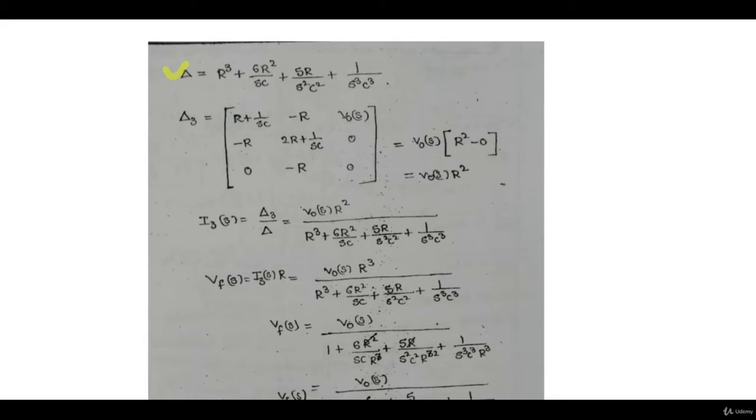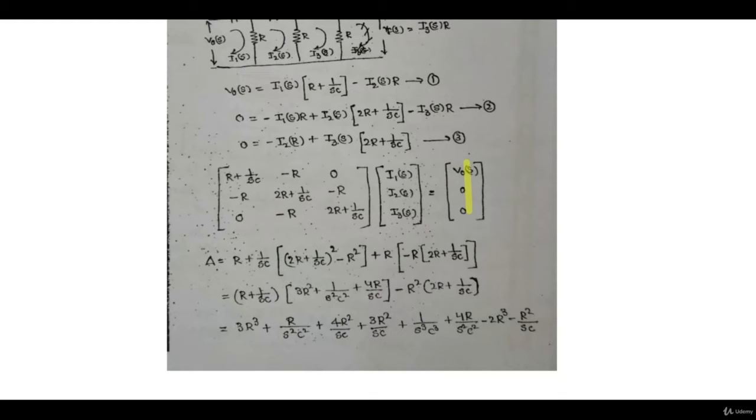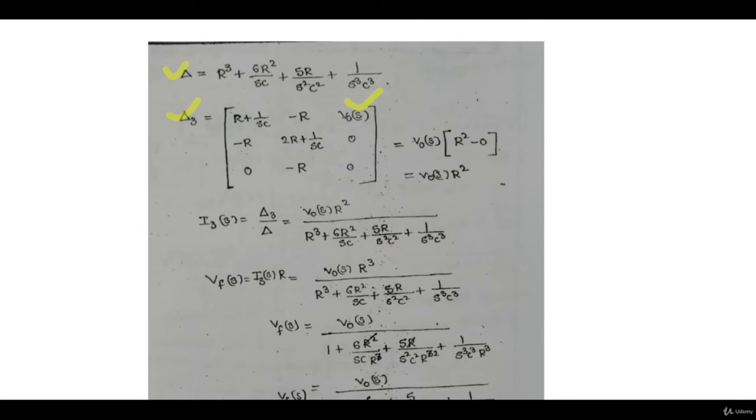Okay, now we replace the third column with the vector V0s, 0, 0. So we are replacing the third column of the matrix with this column, and we are getting delta 3. Again we will calculate the determinant. With respect to this term only, there will be a positive term, product of this. So V0s into R square minus 0. And with respect to these two it will be 0. So delta 3 is V0s R square.